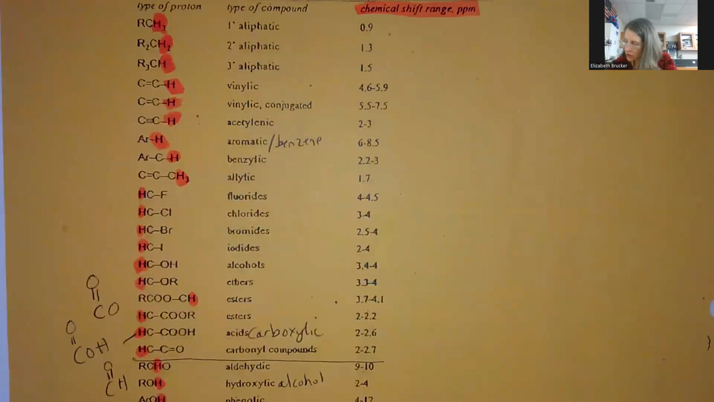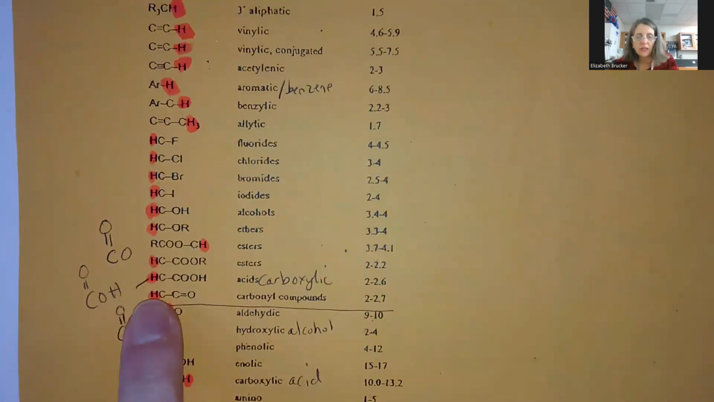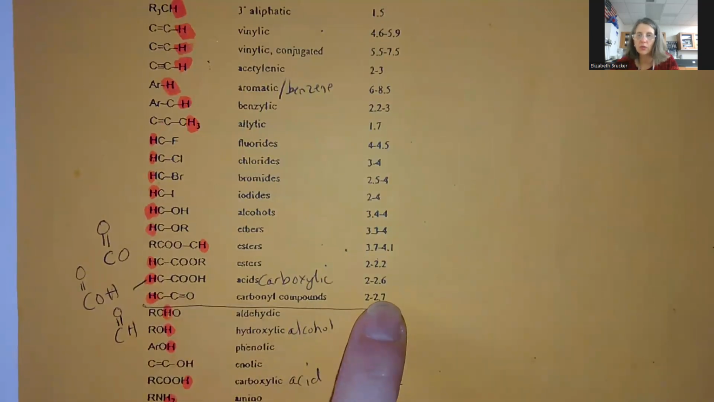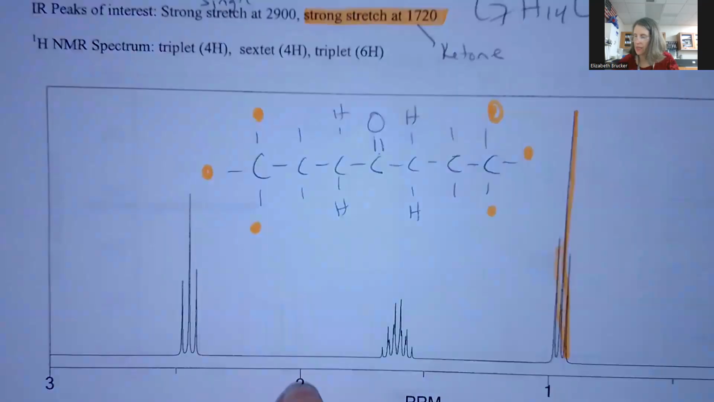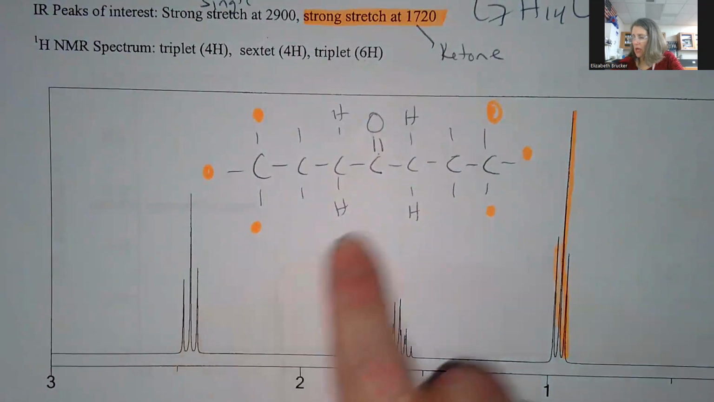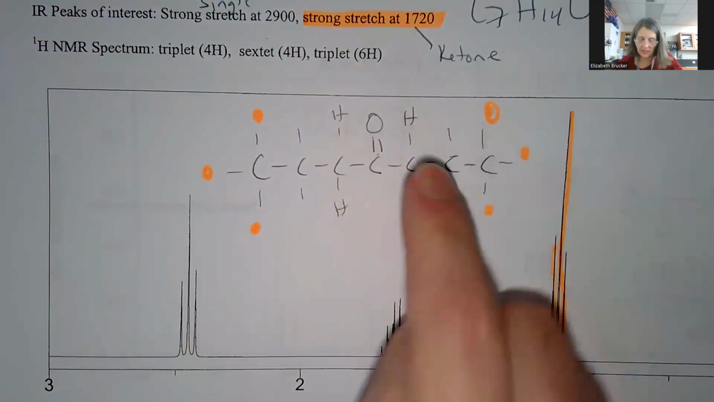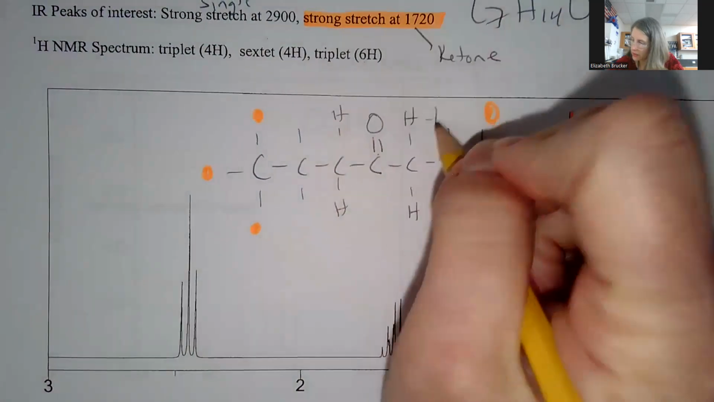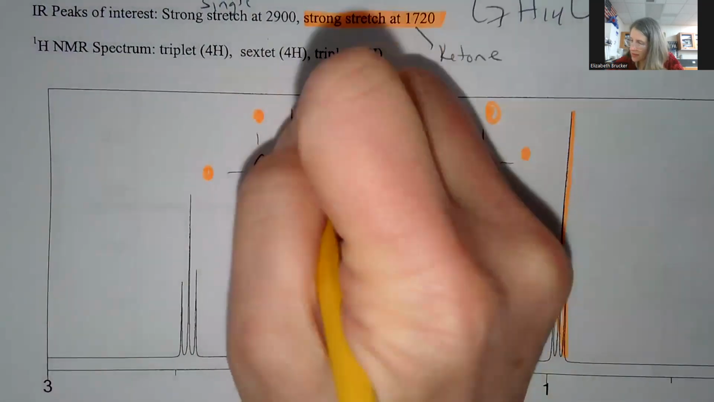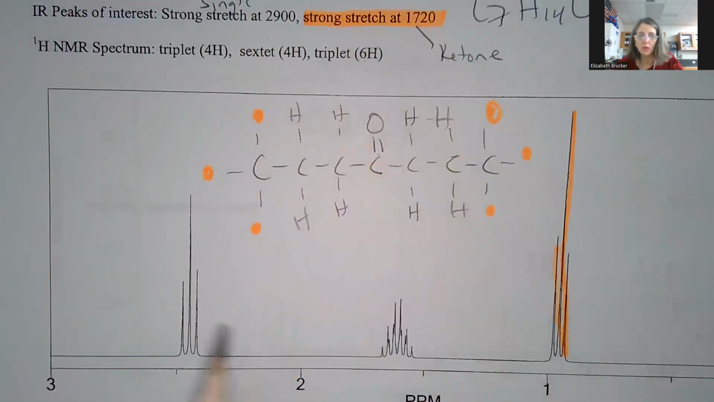So go to your sheet and find your carbonyl compounds. The hydrogen that is on the carbon right next door to that C double bond O is going to be between 2 and 2.7. So here is a triplet there. And a triplet would mean it only has 2 neighbors. So if I look at these hydrogens here, they only see these neighbors right here. That's all they see because there is no hydrogen on the carbonyl, because you have that double bond.